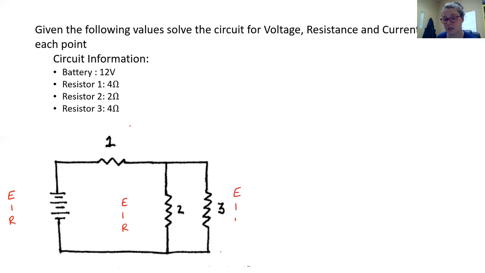I don't like using a table for this because it gets a little more confusing. Okay, so we have our E, I, and R for each spot, and let's label those with their values. So what is the value for each? The battery has a voltage of 12 volts, so that's E, or you could use V if you want. Resistor 1 is 4 ohms. Resistor 2 is 2 ohms. Resistor 3 is 4 ohms.